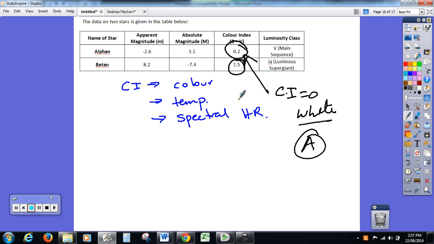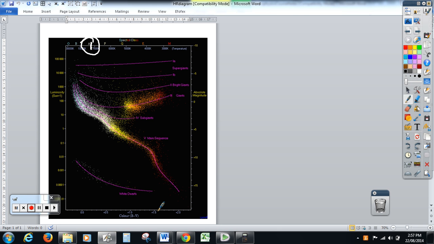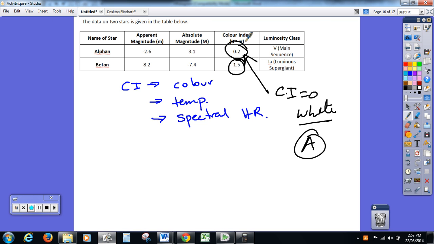But being able to work out what Beaton is as a 1.5, let's have a look at what 1.5 would be. Now 1.5 is a line which goes up here, and we are between K and M class stars here. This is not a linear scale, so it's somewhere between a K and an M star, and it's around about 3,500 Kelvin. So we can use the colour index to determine what the temperature and the class of that star is. Okay, so that's using the colour index.